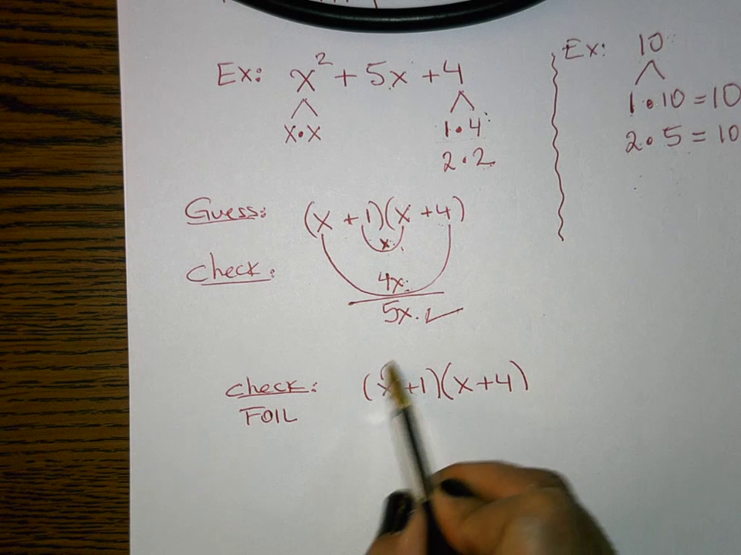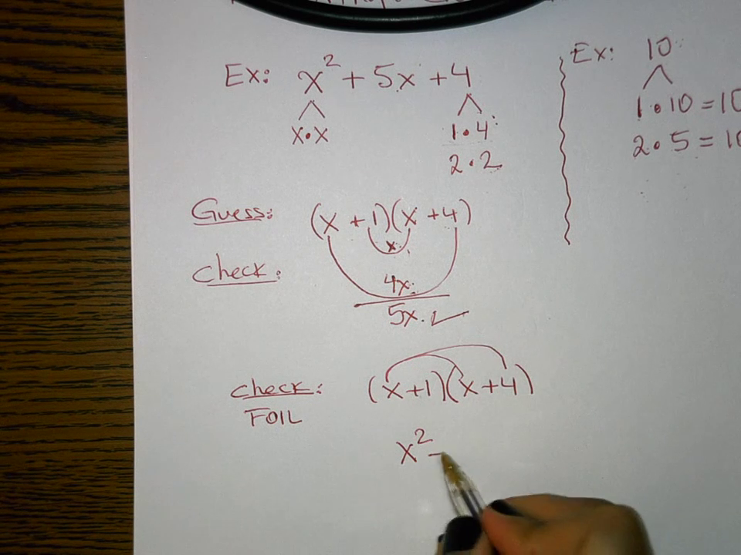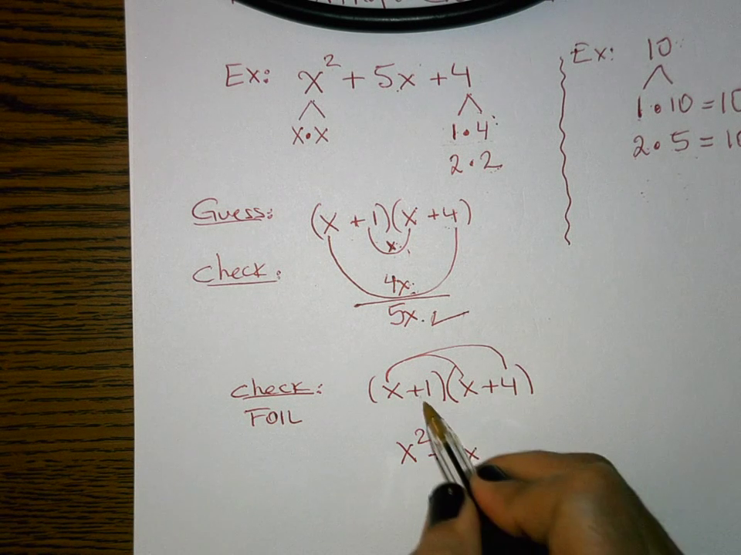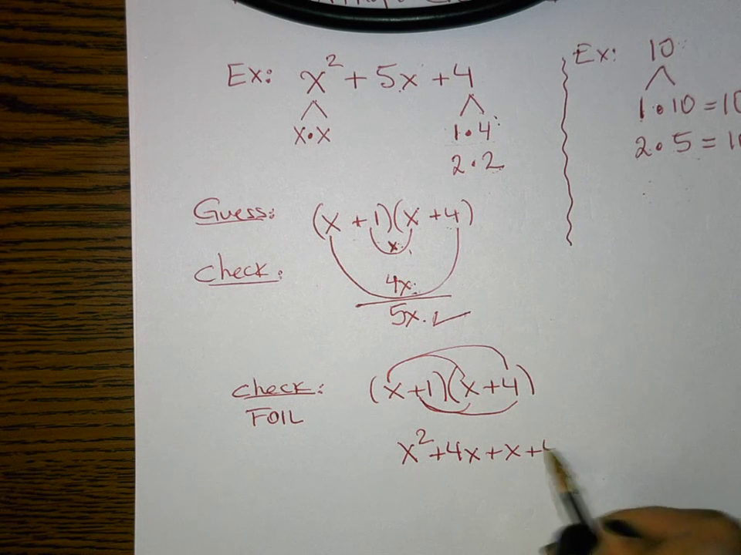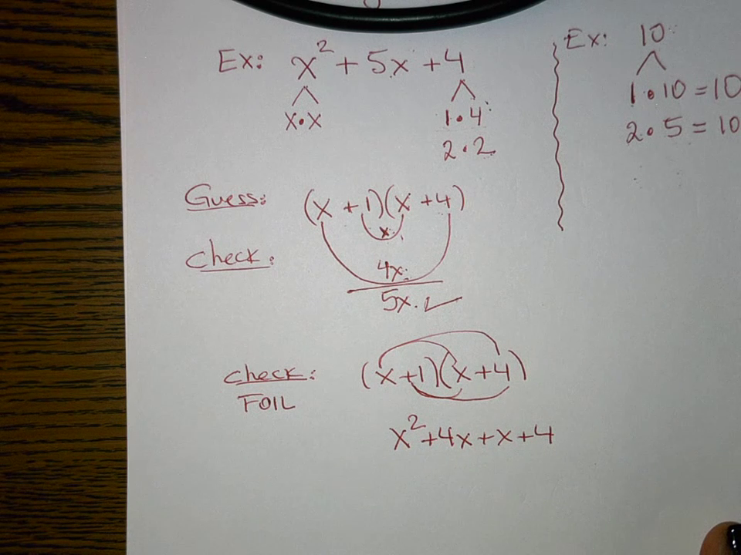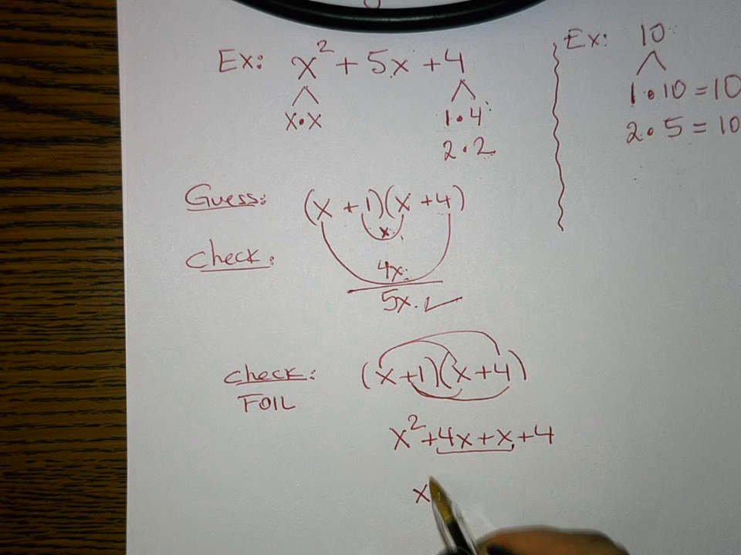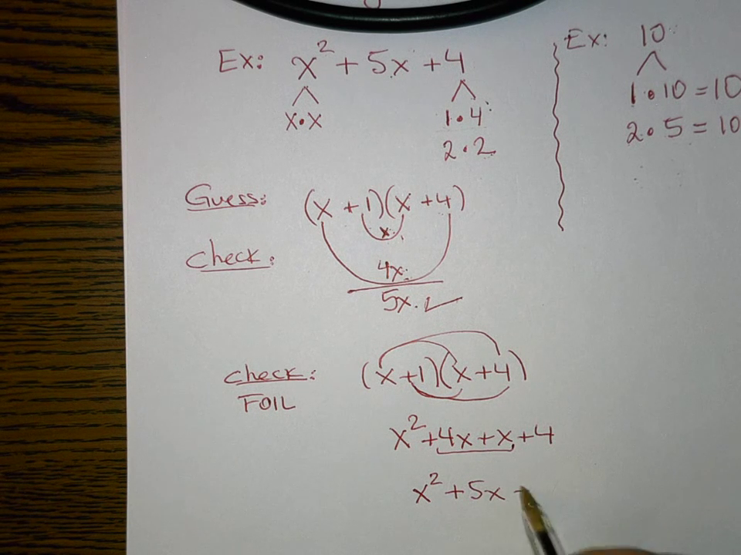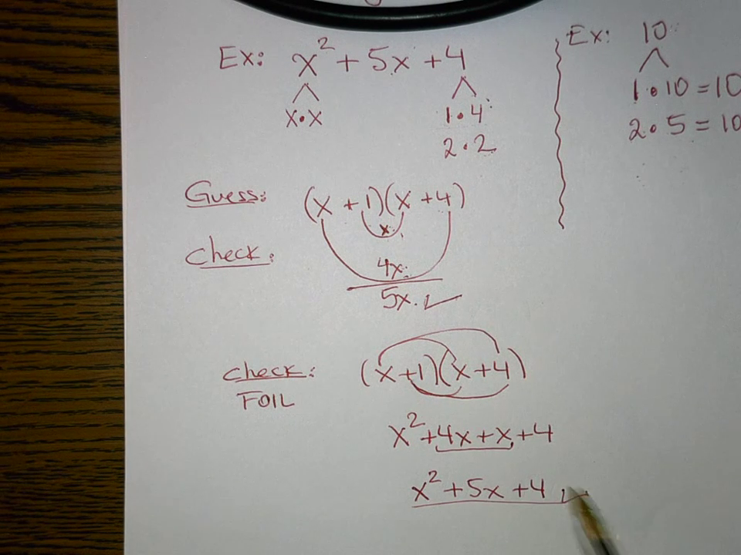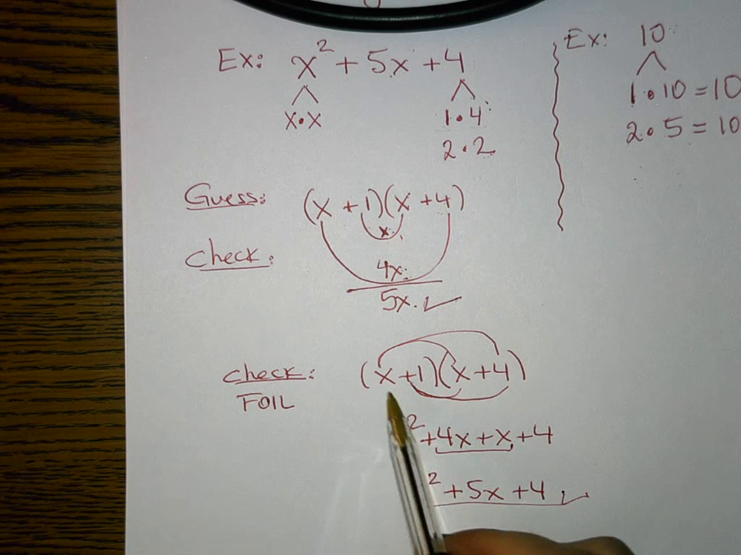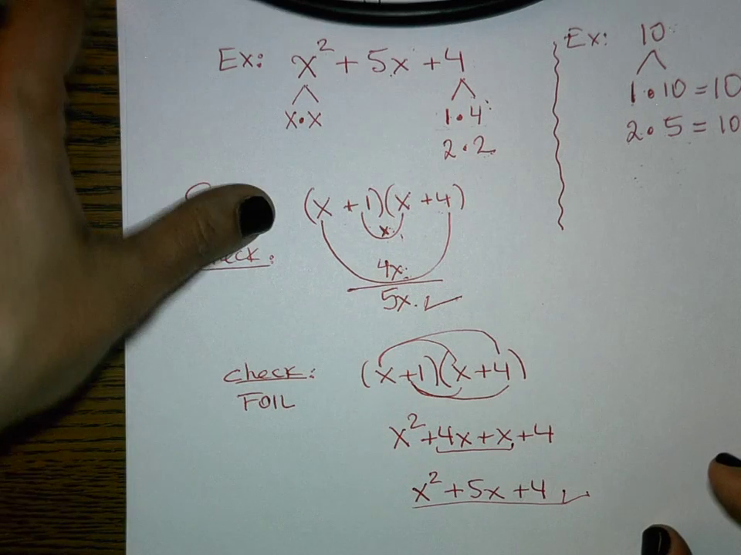Watch this. When I multiply x times x, I get an x squared. When I multiply x times 4, I get a positive 4x. When I multiply 1 times x, I get a positive x. And when I multiply 1 times 4, I get a positive 4. If I combine like terms, which are these ones right here, we get x squared plus 5x plus 4. And look at this. That is our original polynomial. So I know that these factors are correct. They are in the right position, in the right order. This is perfect.